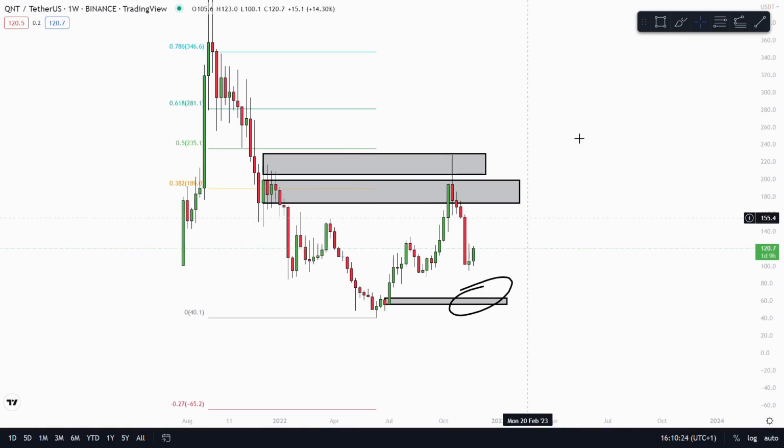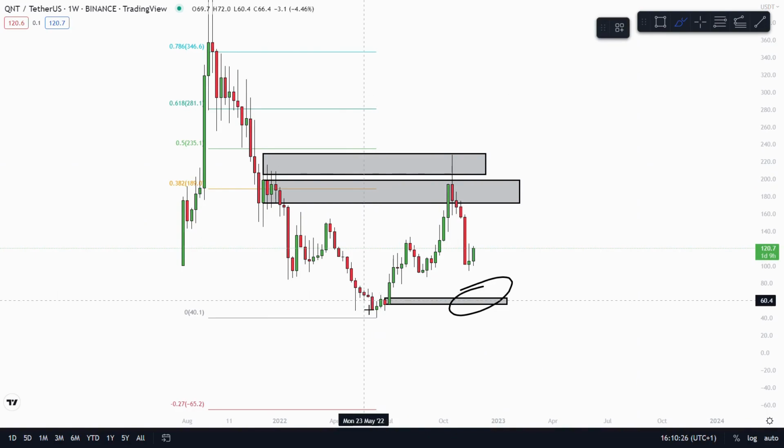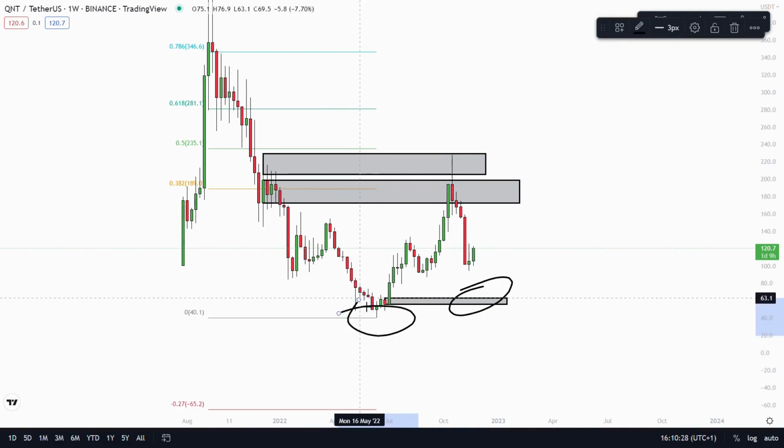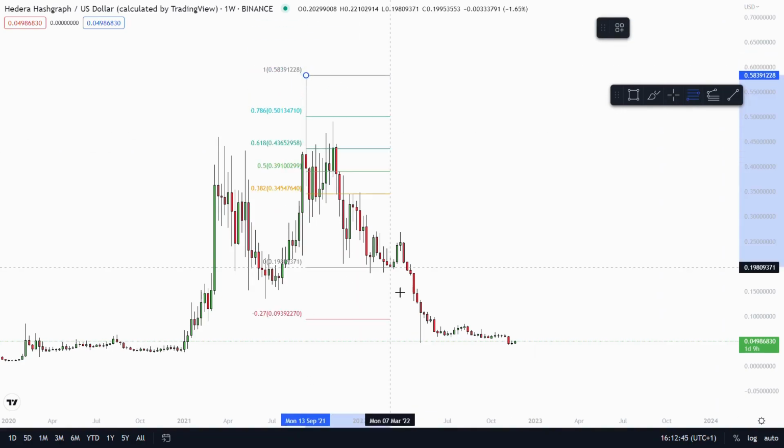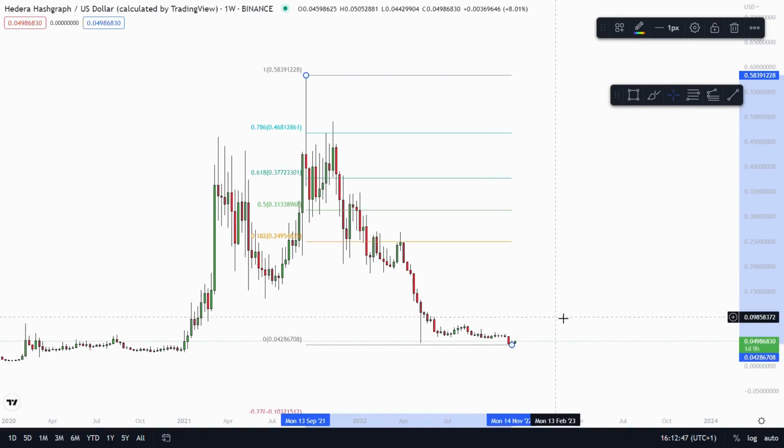But the main thing that I wanted to do was compare QNT to HBAR, because there is actually a lot of similarities, especially looking at this bottom here with the wick and the wick. So I'm going to look at HBAR now and we'll have a little comparison between these two. So just jumping over to HBAR now, I'm going to do exactly the same thing as what we had marked out for QNT. I'm just going to take the swing high to the current swing low.